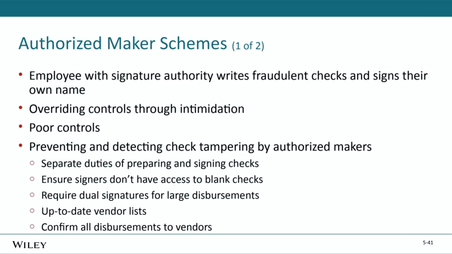Now the authorized maker scheme, that's where you've got a boss who's a crook, who's a fraudster. An employee with signature authority that writes fraudulent checks and signs their own name can override controls through intimidation. They have just poor controls because the boss can maybe after everyone's gone for the day, walk down into the accounting department, has got keys to everything, just pulls out a check, makes it out to himself or to however he wants to cover it up, and signs the check.